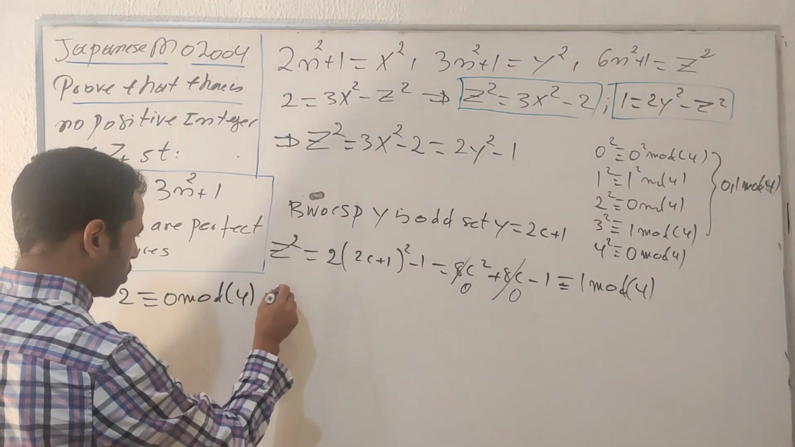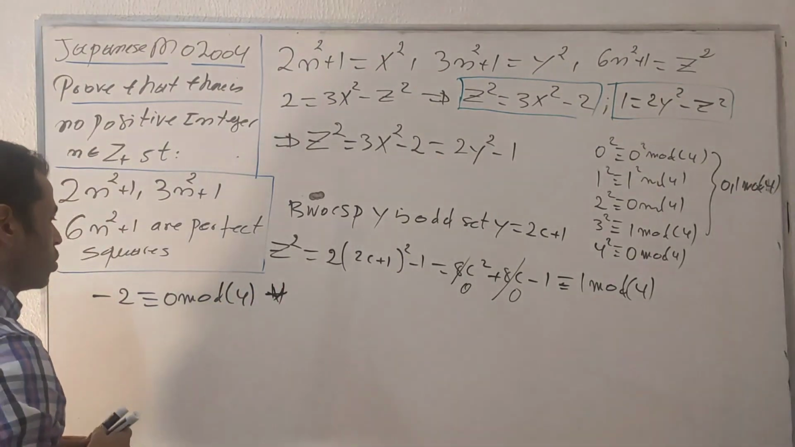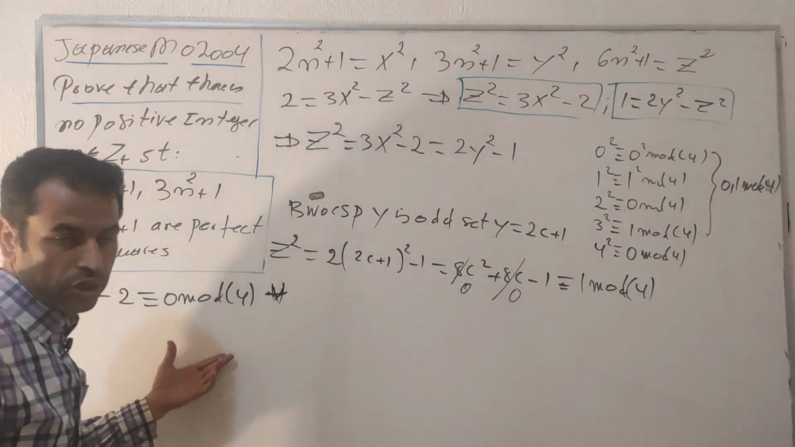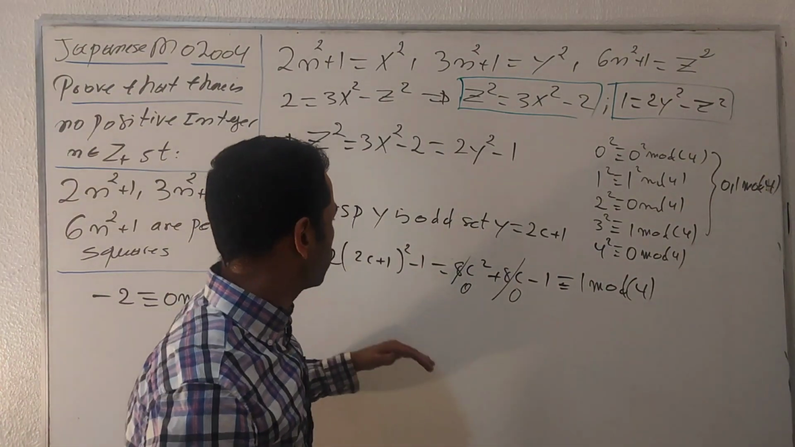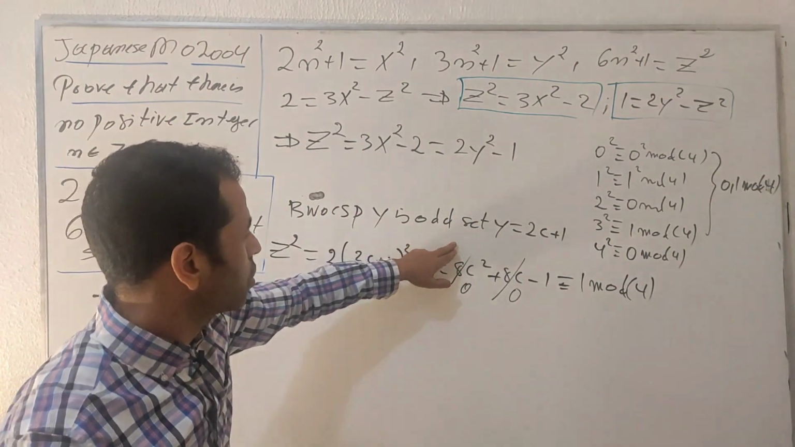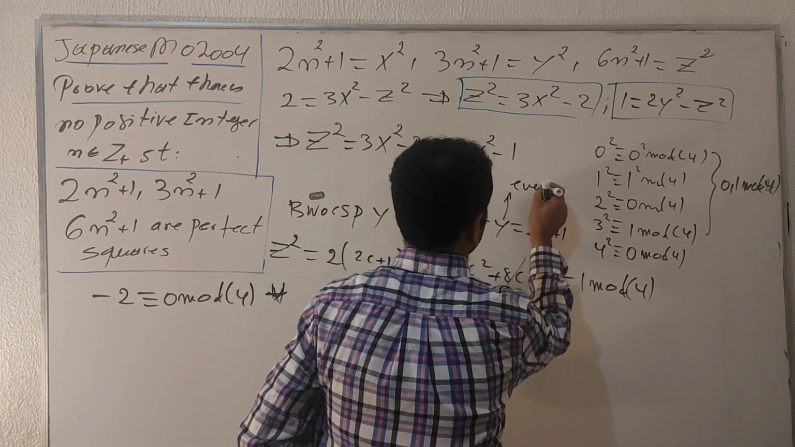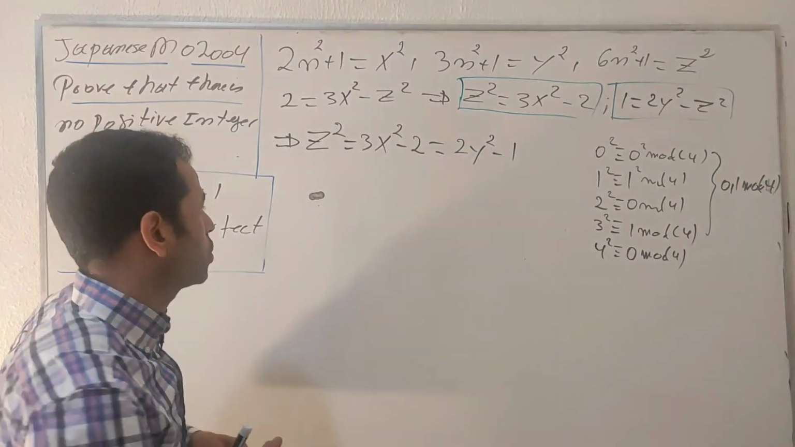This is clearly a contradiction. 4 cannot divide 2 because 2 over 4 is not an integer. So I have proven that y wasn't odd. That means y must be even.